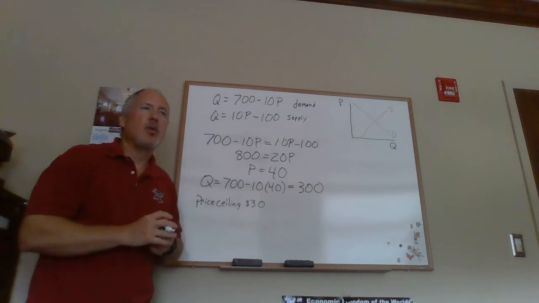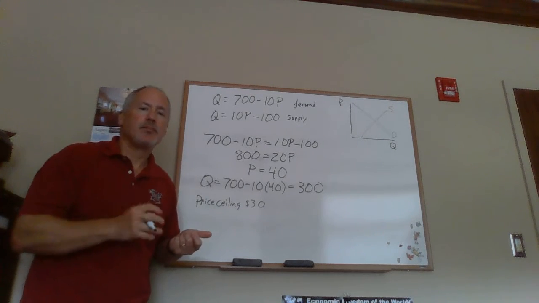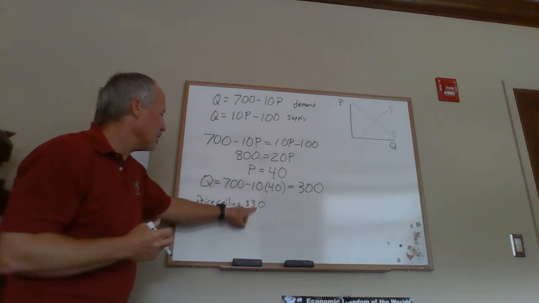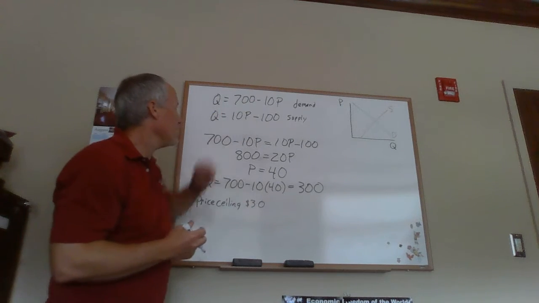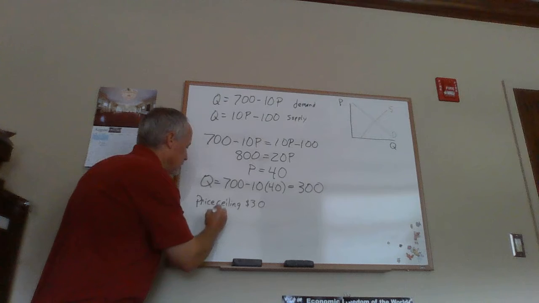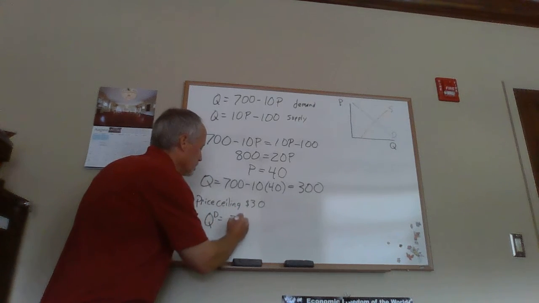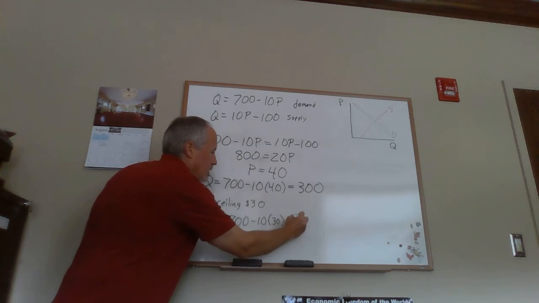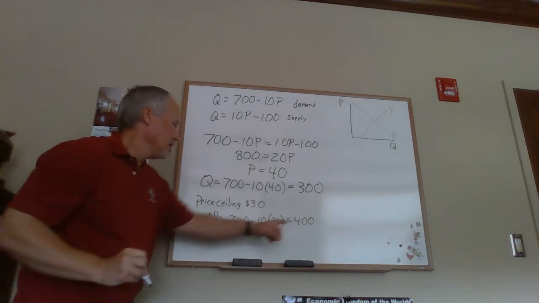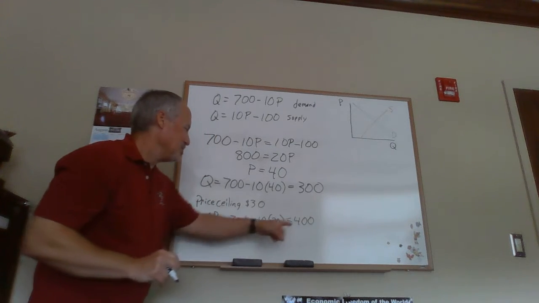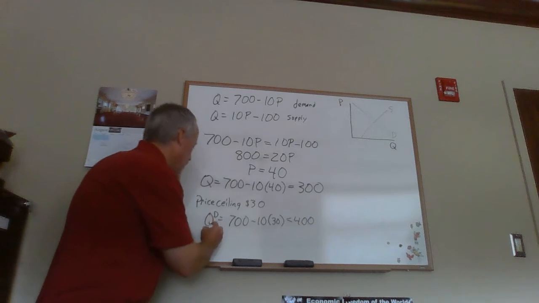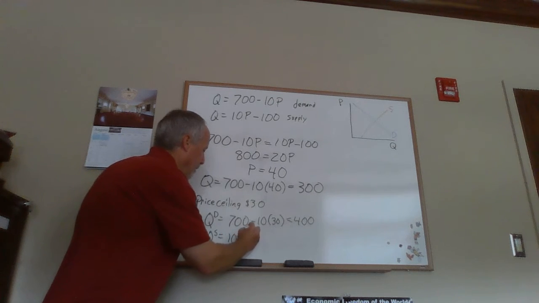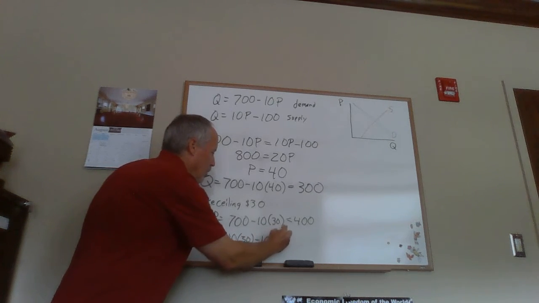Then what I typically would do is, if I give you a price ceiling or a price floor, I'd say find the quantity demanded and the quantity supplied, and then the amount of the surplus or shortage. To figure out the quantity demanded, you take this $30 and plug it into the demand curve, and that's going to give you the quantity demanded. A little bit of calculator math gives you a quantity demanded of 400, and the quantity supplied will be 200.